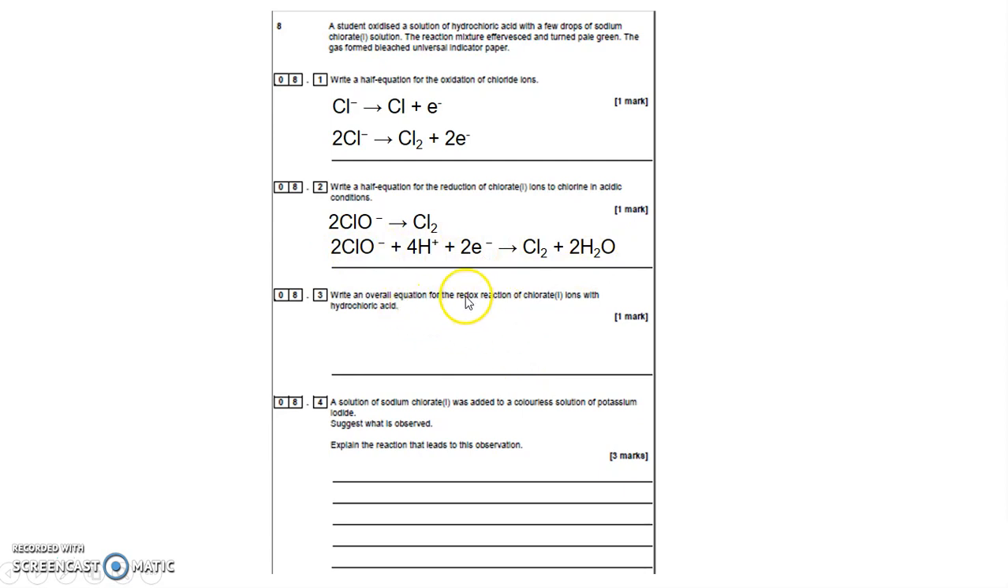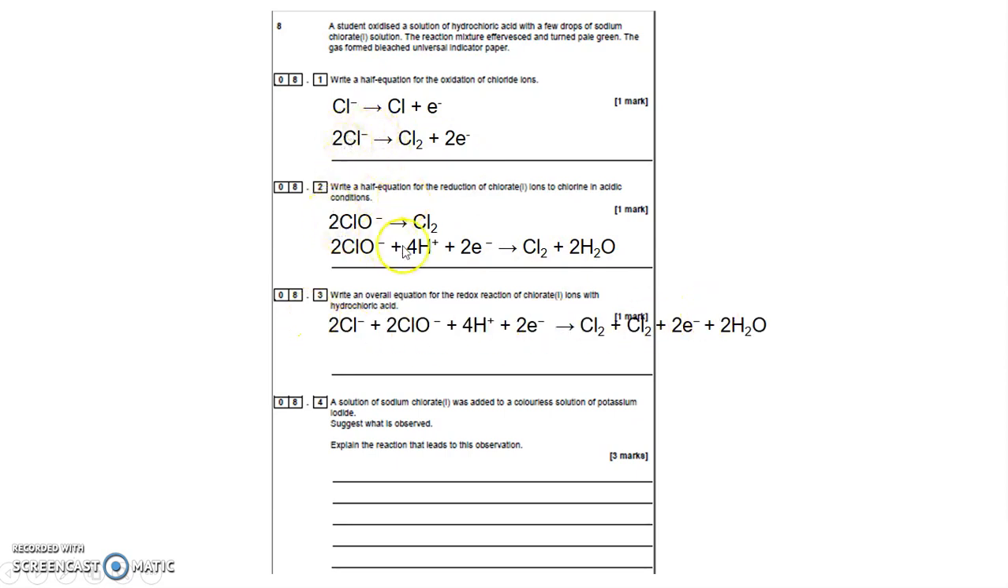Write an overall equation for the redox. That's some reduction here and some oxidation. I've got to combine everything on the left of these equations and everything on the right of these equations and then simplify and cancel. So what have I got on the left of this equation? I've got 2Cl minus, and on this one I've got 2 ClO minus, 4 H pluses and 2 electrons. So I combine everything on the left of these two equations. 2 Cl minus on the left of this equation, 2 ClO minus on this one, 4 H pluses and 2 e minuses. So that goes on the left. On the right hand side I've made Cl2 and 2 electrons. That goes on the right. And on this one Cl2 and 2 H2O. So I combine all those.